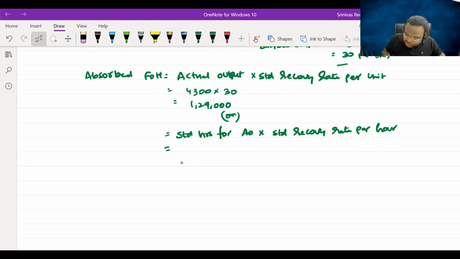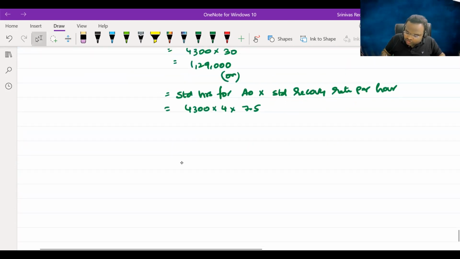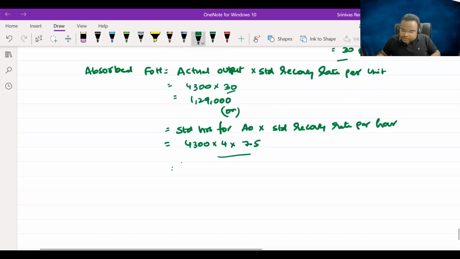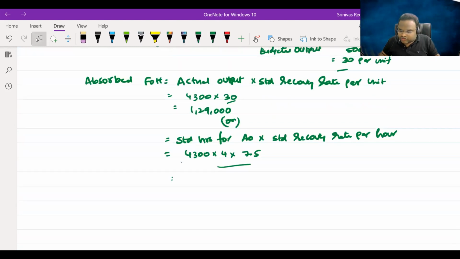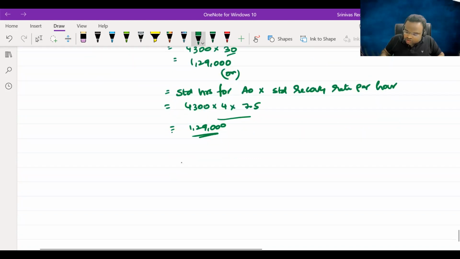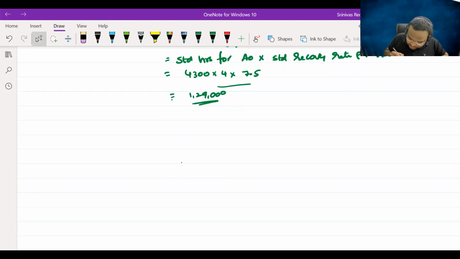What is standard hours for actual output? What is actual output? 4,300. Every unit requires how many hours? 4 hours. What is the rate? 7.5 per hour. Per unit is 30. 4 into 7.5 is the same 30. So if actual output is not given but standard hours for actual output are given, then also you can work out absorbed fixed overhead. That is the reason to match this. I am writing both the formulas. 1,29,000. Now I can work out three things.